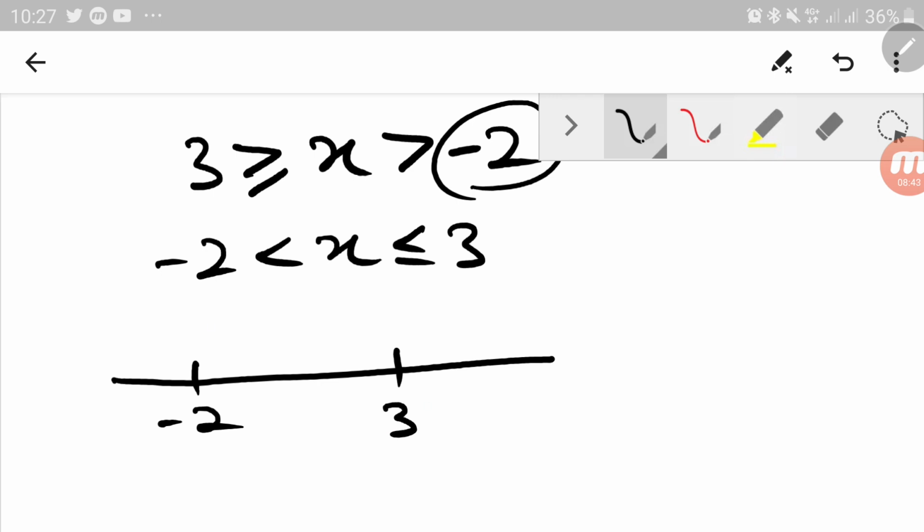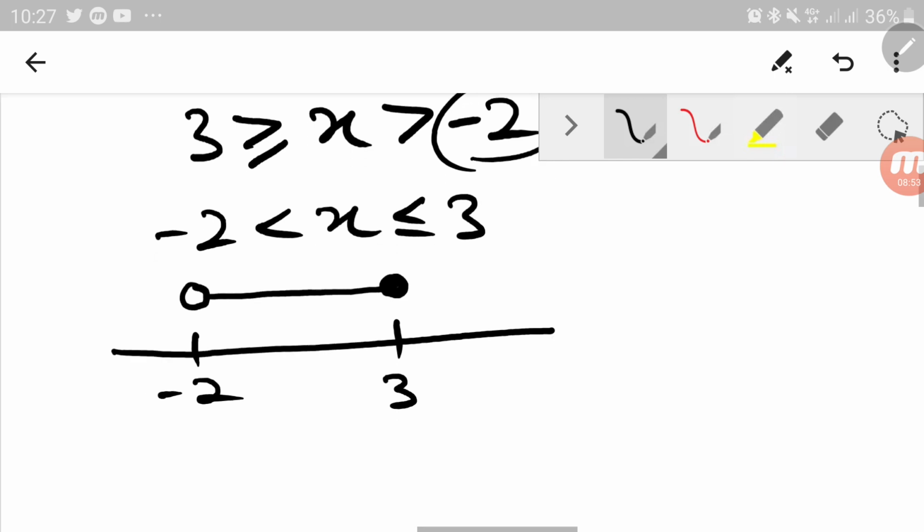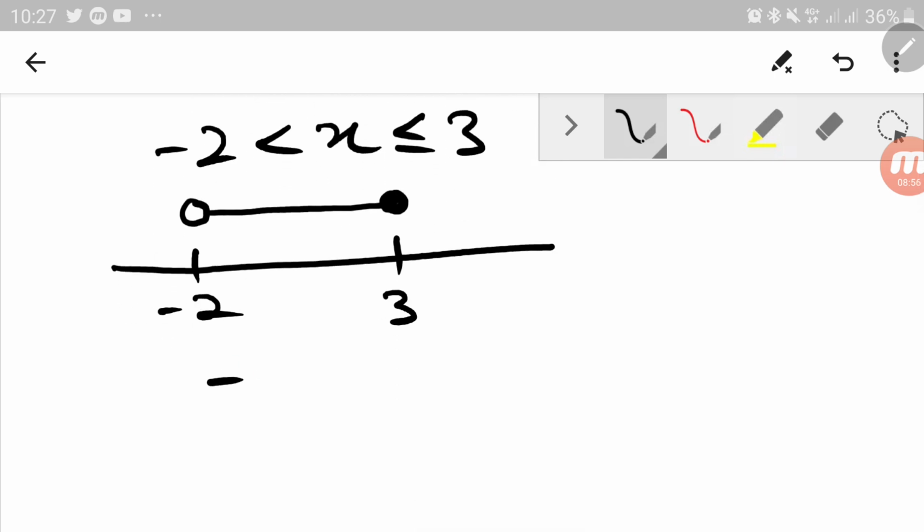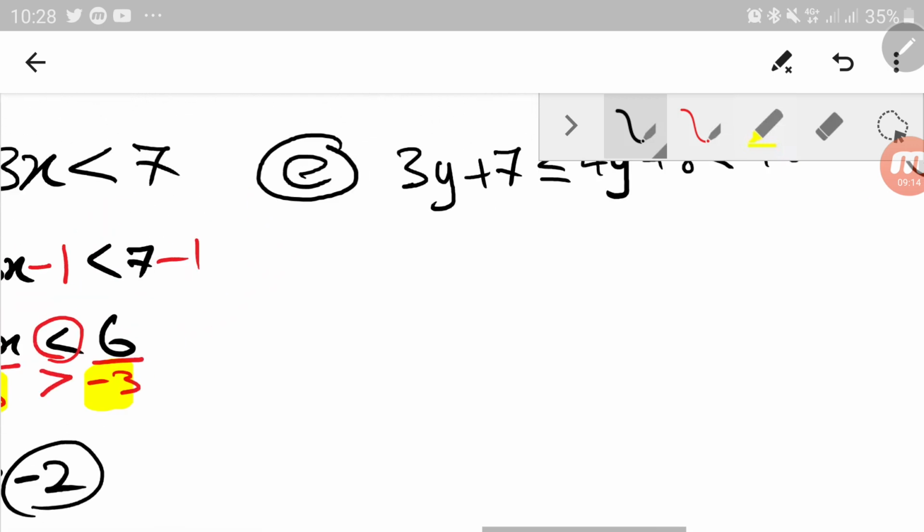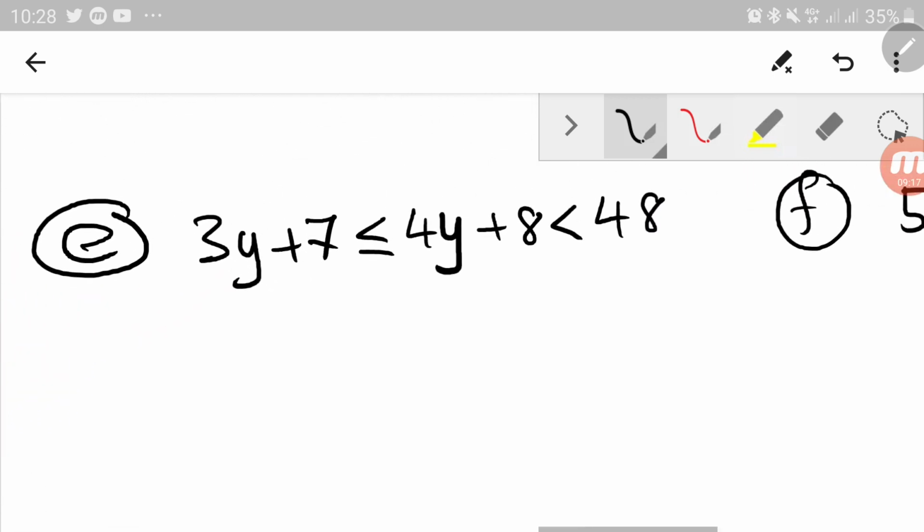Minus 2, 3. So on top of minus 2 is an open circle, empty circle, sorry. And on top of 3 is a dense circle. And then we connect them both. And the interval is from minus 2 until 3. For minus 2 it is an empty circle, so the bracket is open. For 3 it is a square bracket. Okay, it's good. Let's move on to the fifth example.